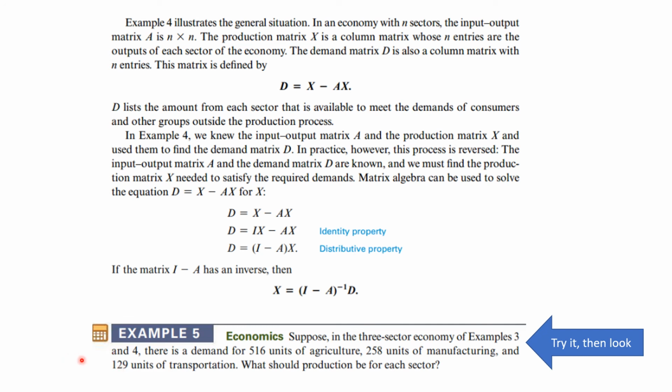Okay, so let's look at another example then. Suppose in the example of 3 and 4, there's a demand for 516 units of agriculture, 258 of manufacturing, and 129 of transportation. That's what D is. What should the production be for each sector? You might want to try this and then look, but that is totally up to you.